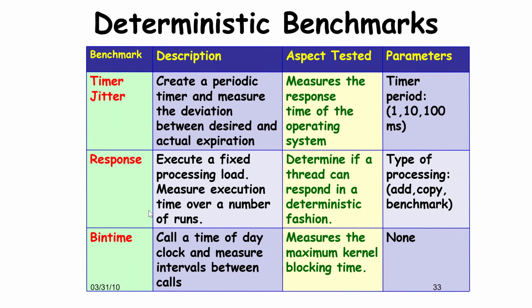So deterministic benchmarks would be like this, that we have discussed the three components, 1, 2, and 3. Bin time is defined here. We'll come to it. So timer jitter basically means you create a periodic timer, which periodically, let's say, gives an interrupt, and you measure the deviation between the desired time of the timer and when it actually expires. So of course, you would need a separate accurate clock that runs externally for this purpose. But this will give you an idea of the response time of the operating system and how well it can respond to these periodic timer events.